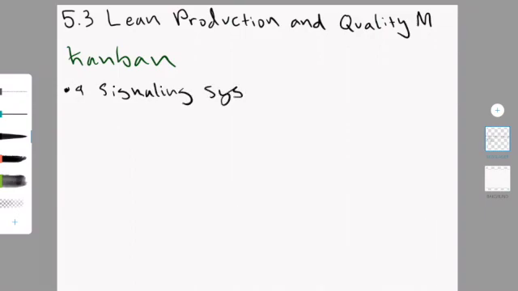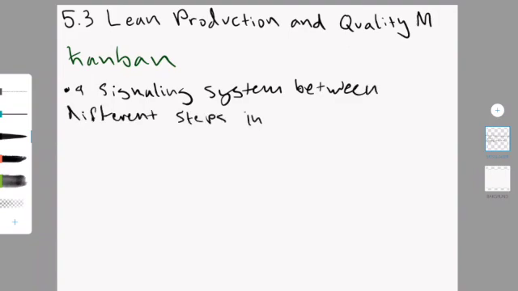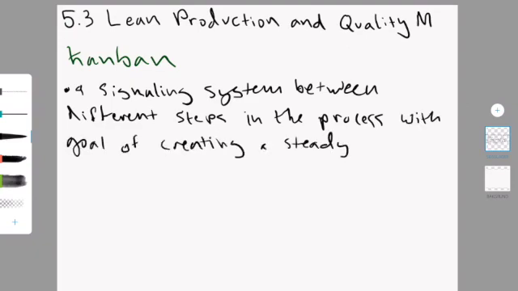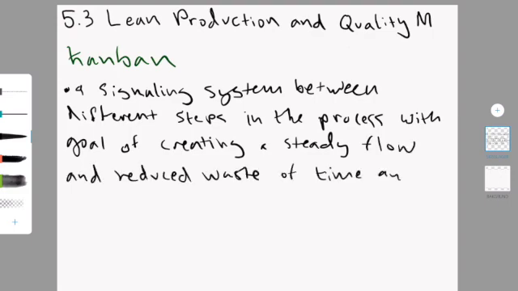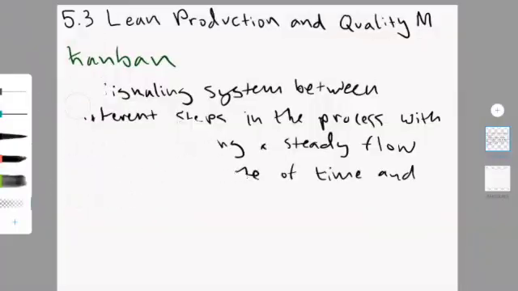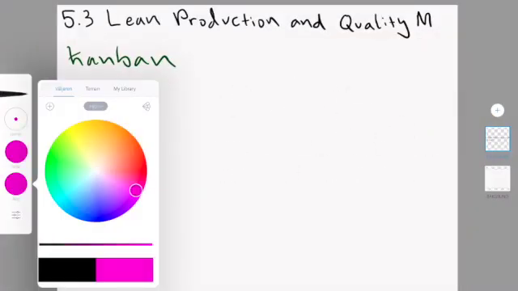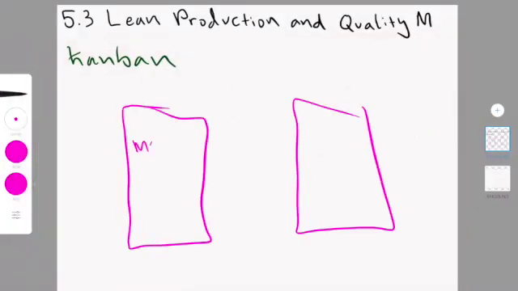So Kanban, which is also a Japanese word, means a signaling system between different steps of the process, which will reduce the amount of wasted time and wasted resources. It will also cause a steady flow, so your products will be moving in a steady flow. So you might be wondering where the word Kanban came from.